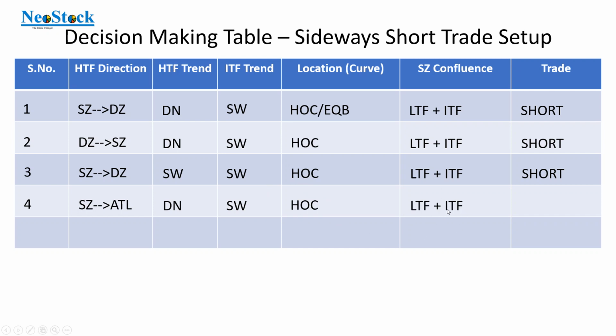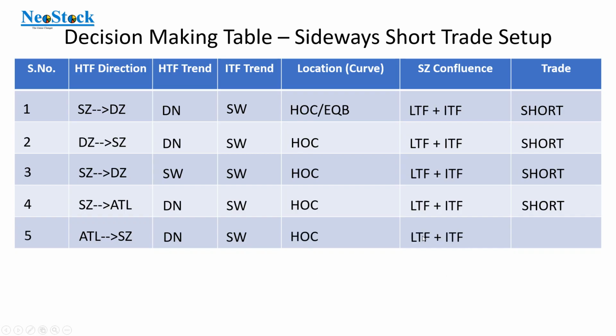And confluence, zone confluence, always ITF and LTF. Otherwise, we won't be planning the short trades or sideways short trade setup. And the fifth scenario, last scenario, all-time low to sideways prices are moving. And at that time, HTF trend downtrend, ITF trend sideways, and the location should be always high on the curve.